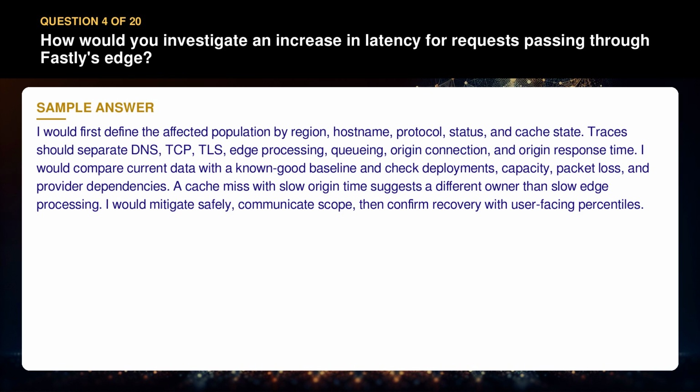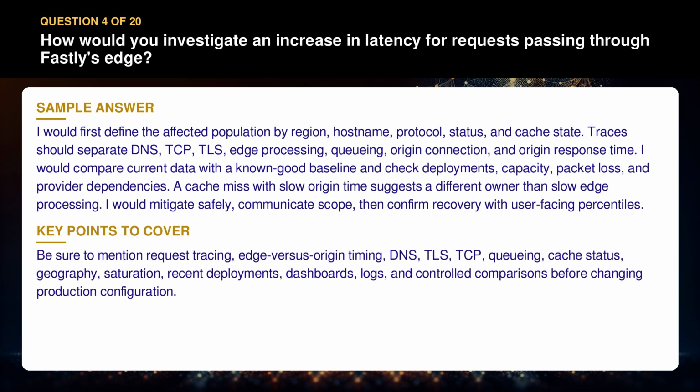A cache miss with slow origin time suggests a different owner than slow edge processing. I would mitigate safely, communicate scope, then confirm recovery with user-facing percentiles. Be sure to mention request tracing, edge versus origin timing, DNS, TLS, TCP, queuing, cache status, geography, saturation, recent deployments, dashboards, logs, and controlled comparisons before changing production configuration.